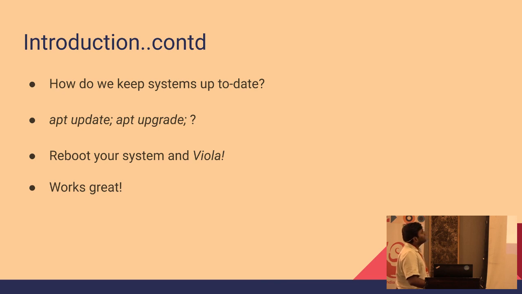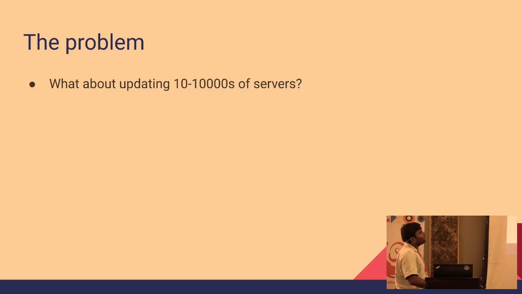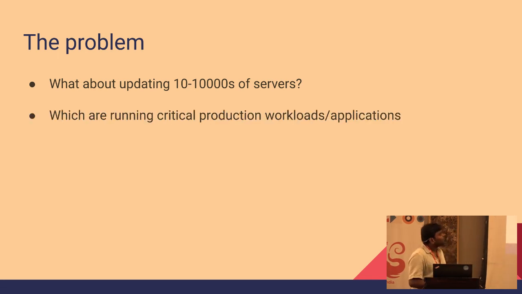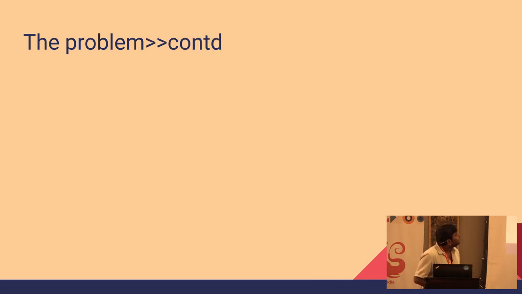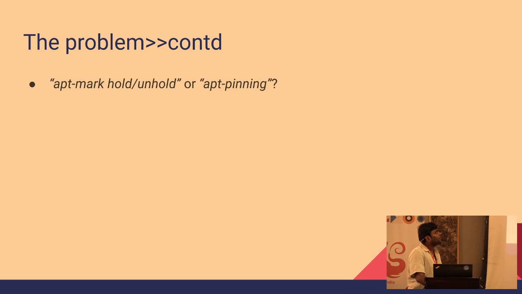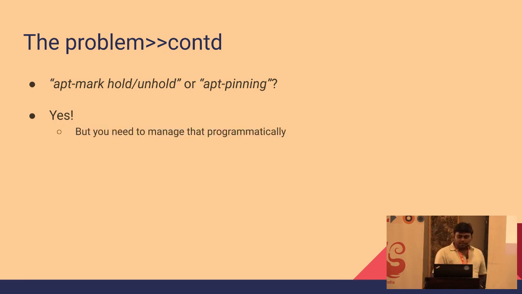Great, amazing. But the problem is, what if we are managing tens of thousands of servers which are running critical production workloads? How do we update our systems so as not to break our critical systems, our applications and their services? We can use apt-mark hold, unhold, and apt pinning to prevent certain packages from getting updated, while the rest of the packages can get updated. But you need to manage that programmatically.